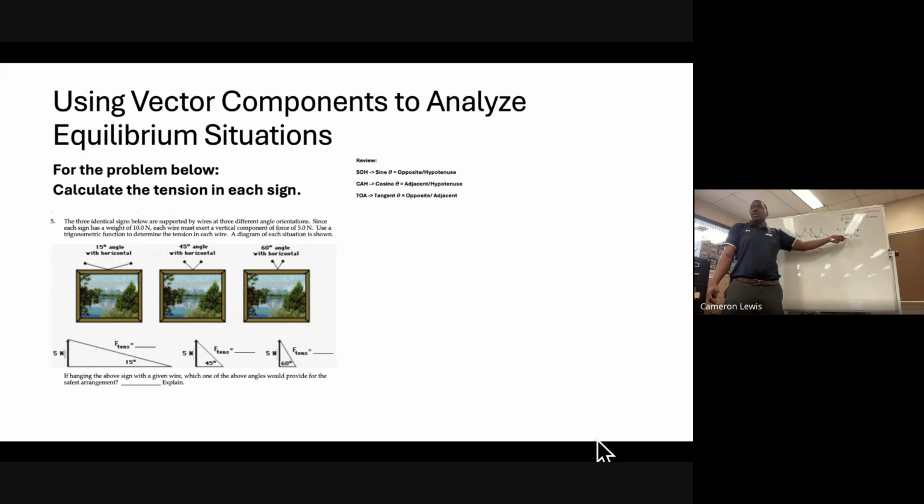So if I just want to find out what FTY is, I would have to do what? Divide. Yes, because it's times 2, so I divide by 2. So I divide by 2 here, divide by 2 here. Now I know that the tension Y component is equal to half of whatever my weight is.